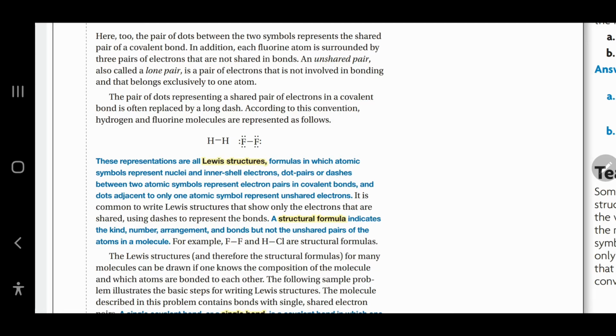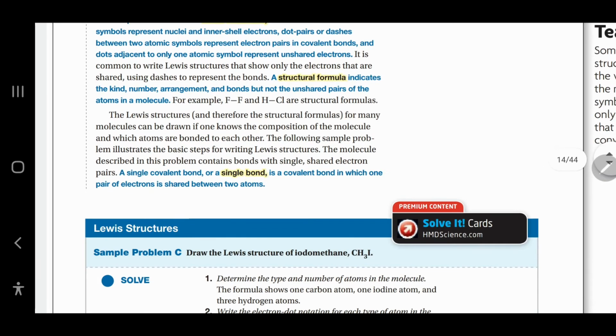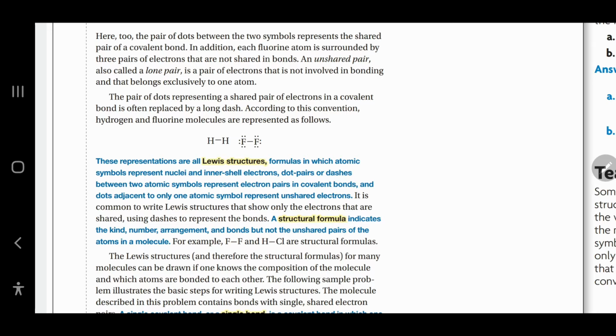After that, we will have the structural formula, which is a formula that indicates the kind, number, arrangement, and bonds, but not the unshared pairs of the atoms in the molecule. So when we draw the structural formula, we just remove the unshared electrons and keep only the bonds between atoms. And we're going to repeat this point again in this lesson or the next lesson, inshallah.